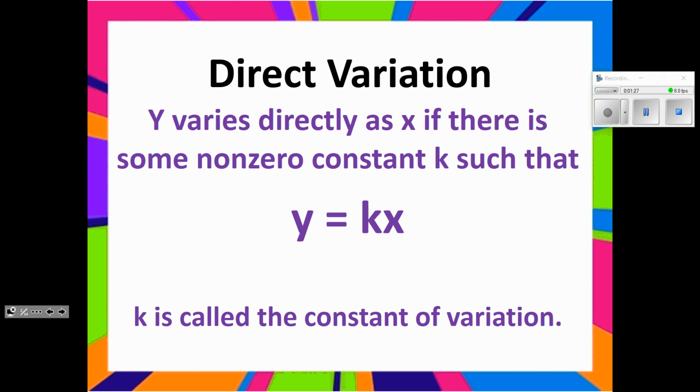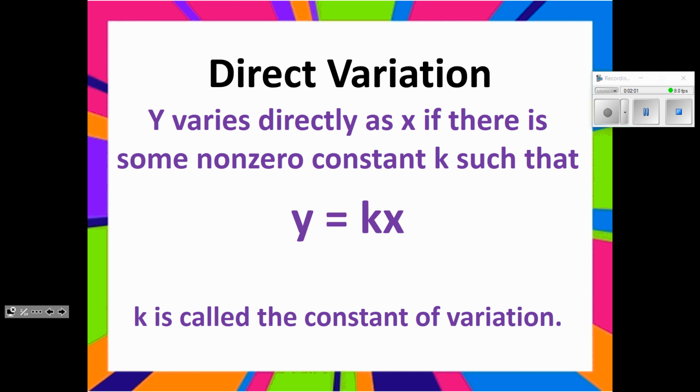y varies directly as x if there is some non-zero constant k such that y is equal to kx, and k is the constant of variation. Okay? So when I talk about two things varying directly, again, it may not be x and y all the time. It might be time, which would be t, right?